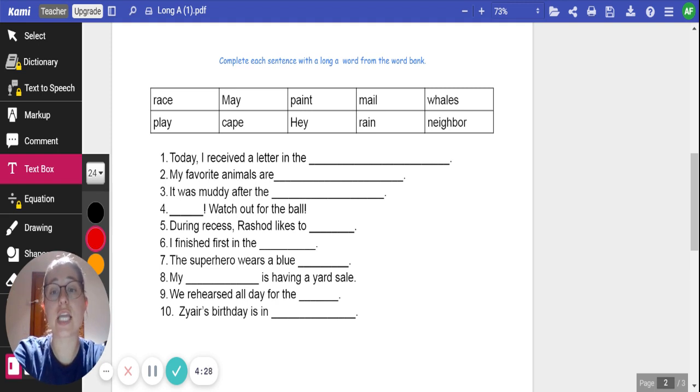We're going to do the first 5 together, and then you'll complete 6, 7, 8, 9, and 10 independently on your own. Number 1, today I received a letter in the blank.